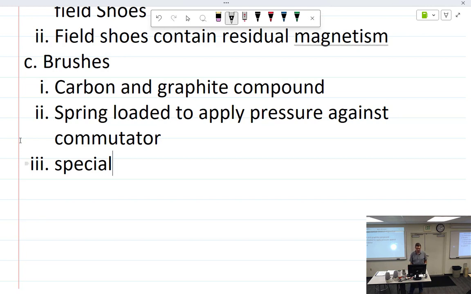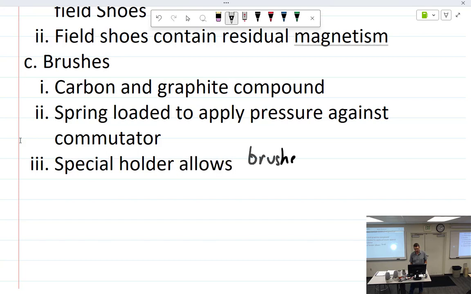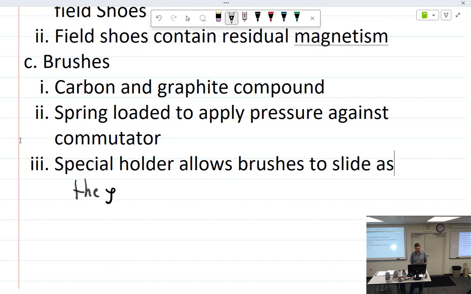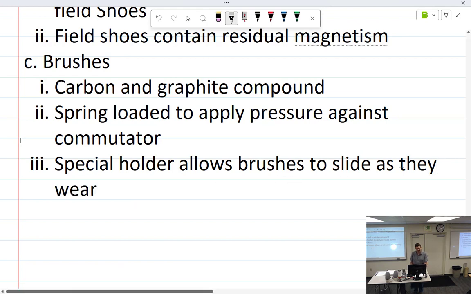So special holder allows brushes to slide as they wear. It's just like brake pads. Or magnetos, yes. Commutators and special holders? Brushes, carbon and graphite compound. They're spring-loaded to apply pressure against the commutator. The brushes are spring-loaded to apply pressure against the commutator. A special holder allows brushes to slide as they wear. It's all about the brushes here.